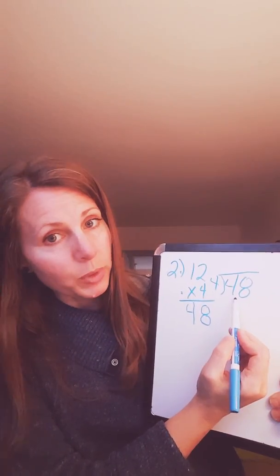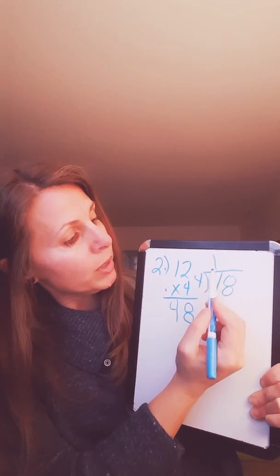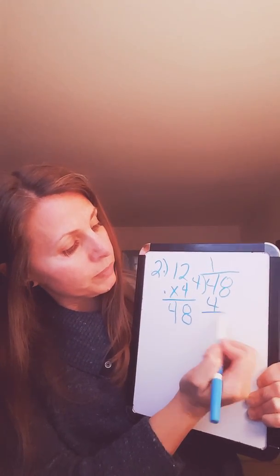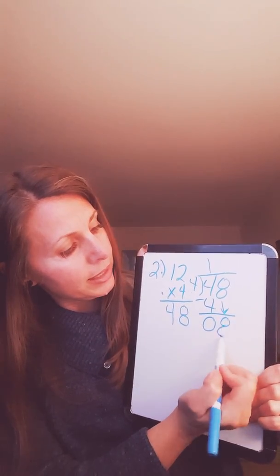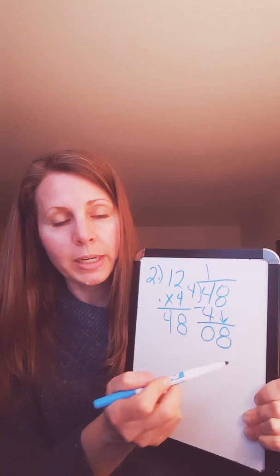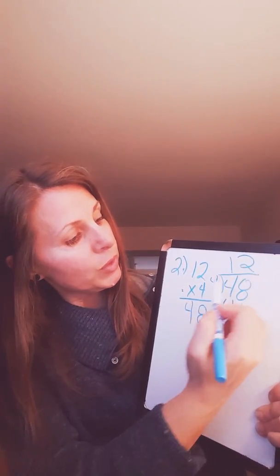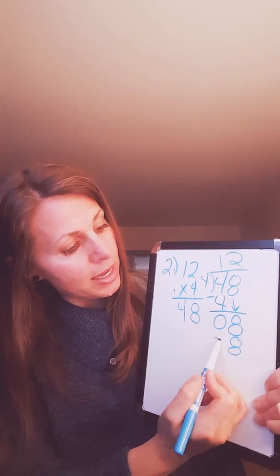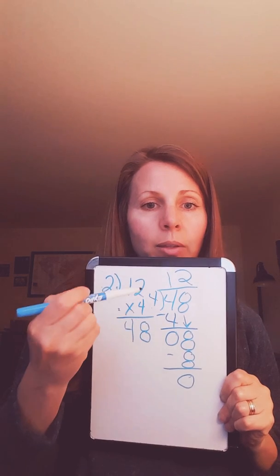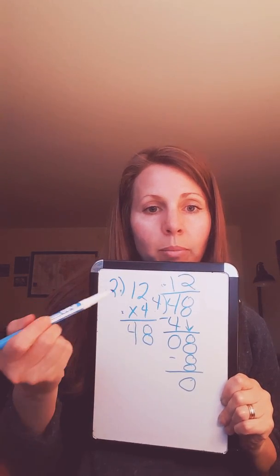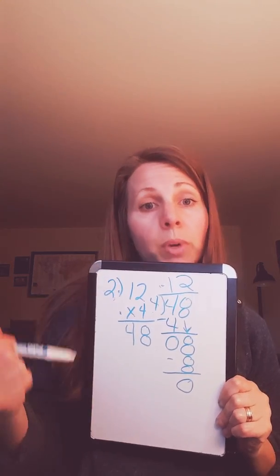So 4 can go into 4 one time, so I am going to put it over the 4. 1 times 4 is 4. Subtract, I get 0. I bring down this 8. Now I have to put 4 into 8. 4 can go into 8 twice. 2 times 4 is 8. I subtract and I have no remainder. And look, my quotient matches this multiplication factor. So I know my work is correct.